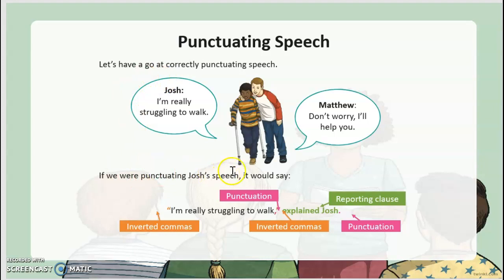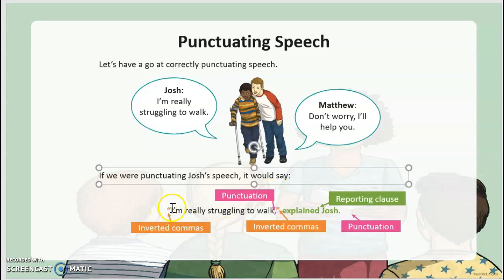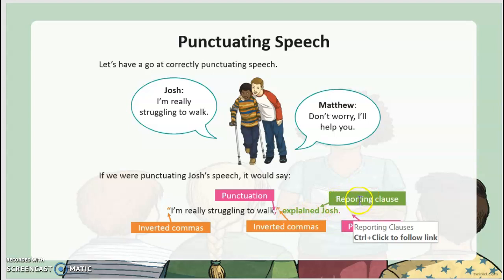So, if we were punctuating this speech here between Josh and Matthew, we would say, "I'm really struggling to walk," explained Josh. You can see here they have color-coded the inverted commas and the punctuation. So the inverted commas are at the start. "I'm really struggling to walk." Then it's got the comma as part of the punctuation. The punctuation goes inside of the inverted commas. And then it's got the reporting clause, so explained Josh, and then a full stop at the end of the sentence, like so.